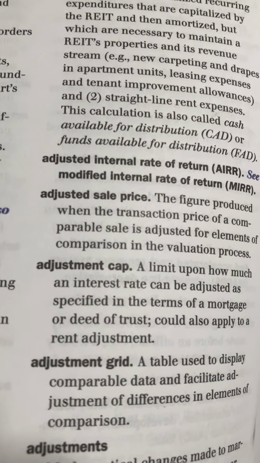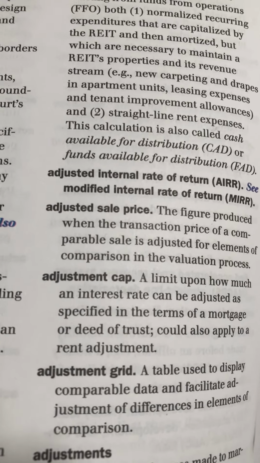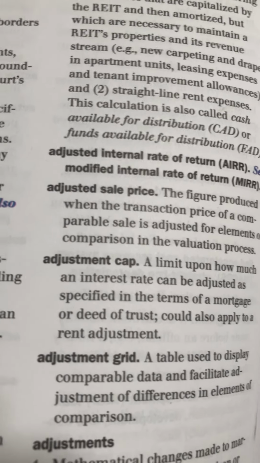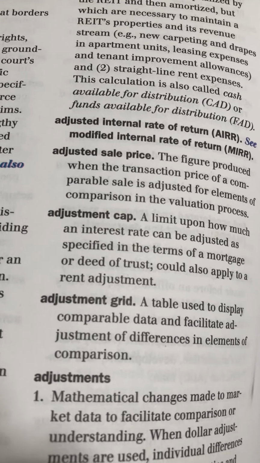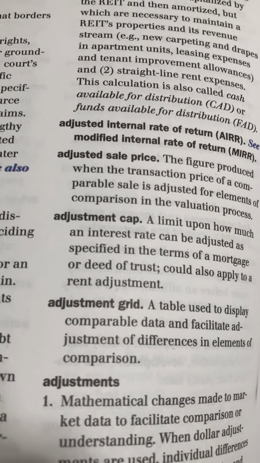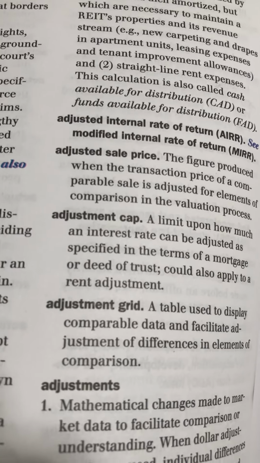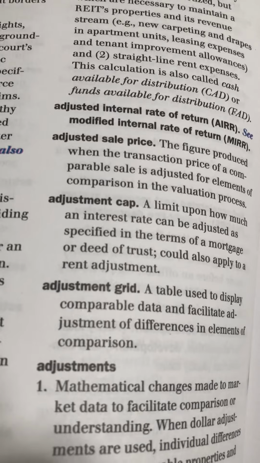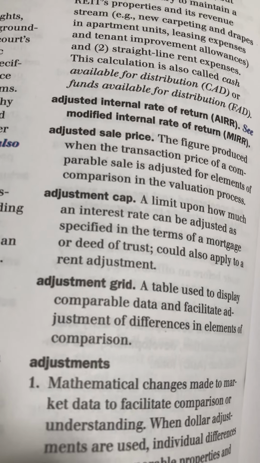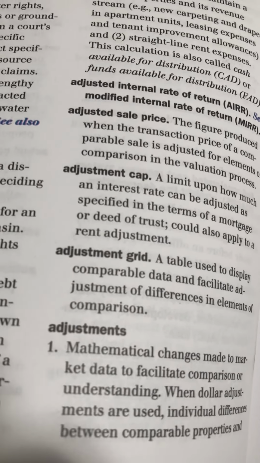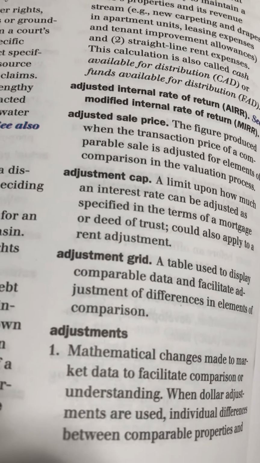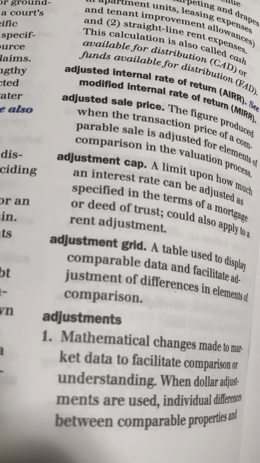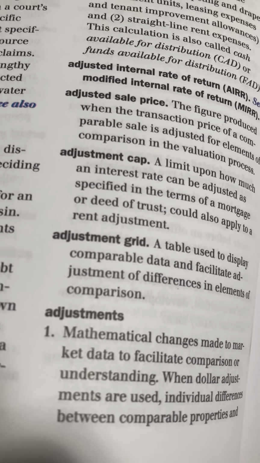Adjusted sale price, the figure produced when the transaction price of a comparable sale is adjusted for elements of comparison in the valuation process. Adjusted cap, a limit upon how much an interest rate can be adjusted as specified in the terms of a mortgage or deed of trust. Could also apply to a rent adjustment. Adjustment grid, a table used to display comparable data and facilitate adjustment of differences in elements of comparison.